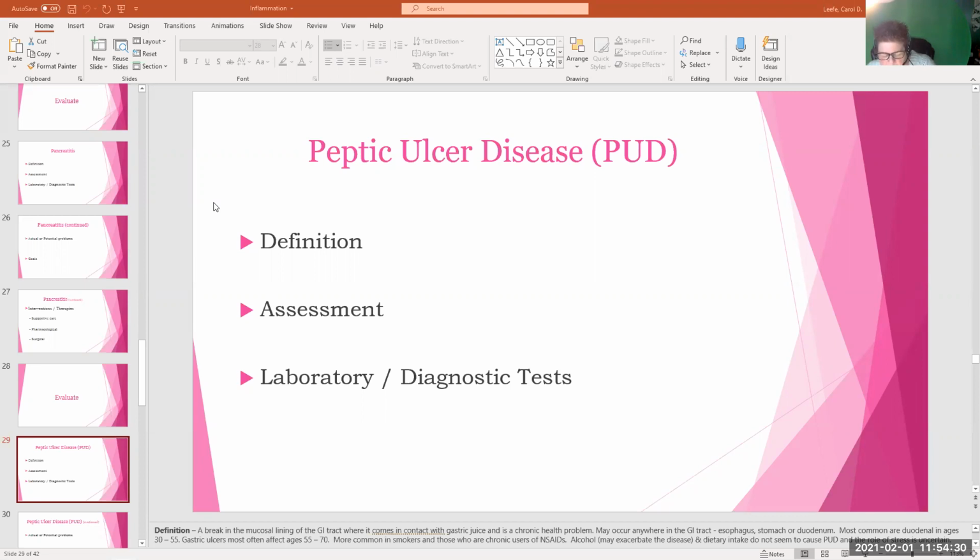Promote balanced nutrition. There is no real diet restriction for those that have PUD. Smoking cessation is encouraged. Alcohol can exacerbate, doesn't cause it, but can definitely cause pain, smaller meals, and anything that can trigger the pain you want to stay away from. But again, opioids are not usually used in relation to peptic ulcer disease.